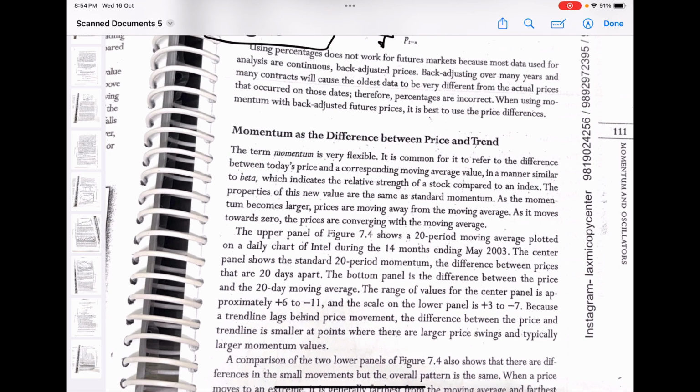Using percentages does not work for the futures market. Again, you know that futures are calculated with a lot of back-adjusted prices. So in that case, percentages cannot be calculated.